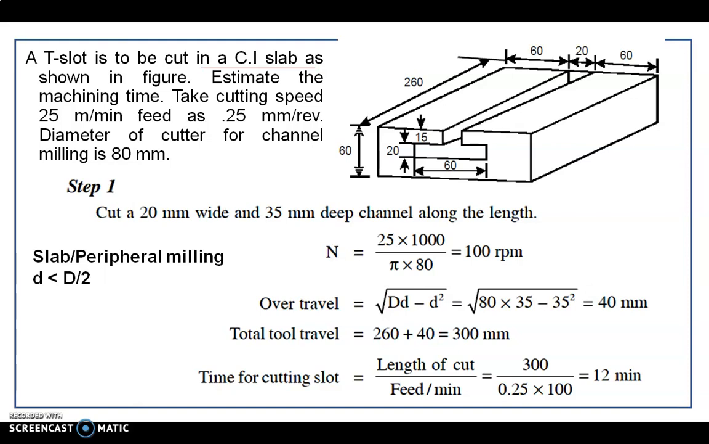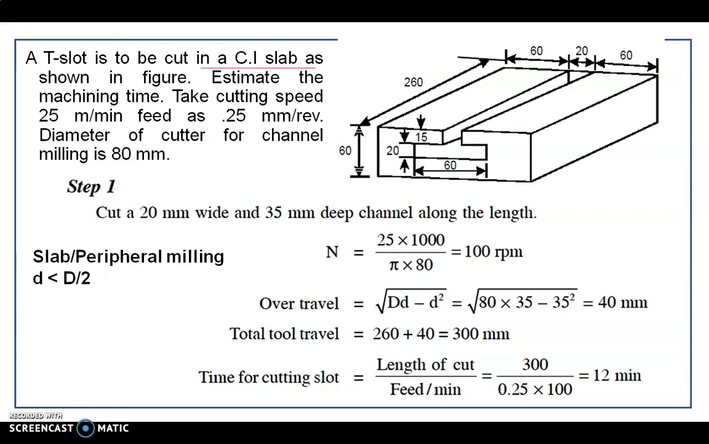So the total tool travel is going to be 260 mm plus 40 mm. 260 is the length of the workpiece that you can see from the figure given. 40 is the over travel. So the total tool travel is going to be 300 mm. Time for cutting the slot is going to be length of cut by feed per minute. It is exactly 12 minutes.